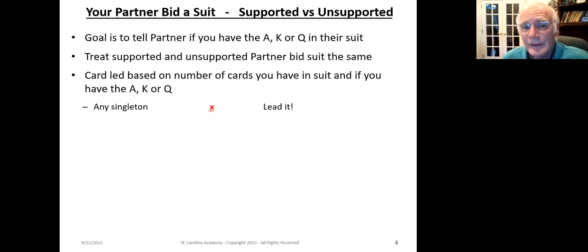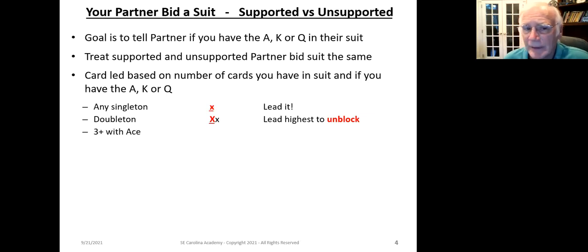Okay, so if you've got a singleton, lead it. If you've got a doubleton, what we're going to do is lead the highest, even if it's the ace-x or the king-x. The reason for this is we want to unblock. We use this term a lot, but unblocking is so that you don't get locked in your hand and prevent your partner from taking more tricks in that suit. So remember that term and keep thinking about it, because it's really an important concept in defense.